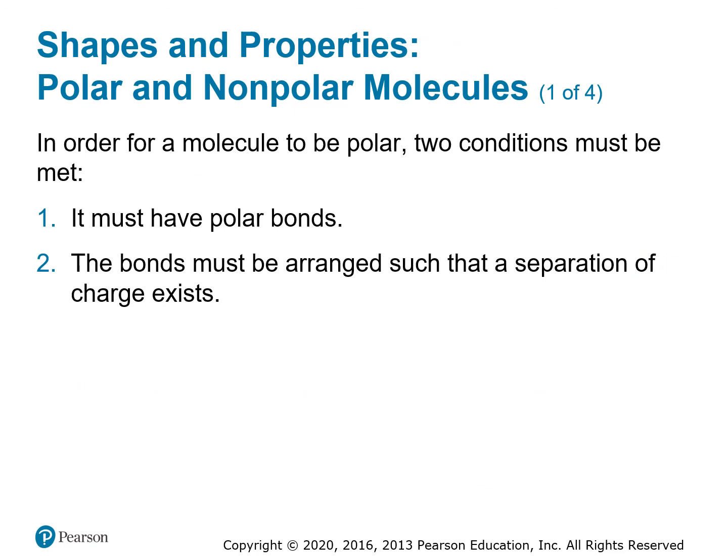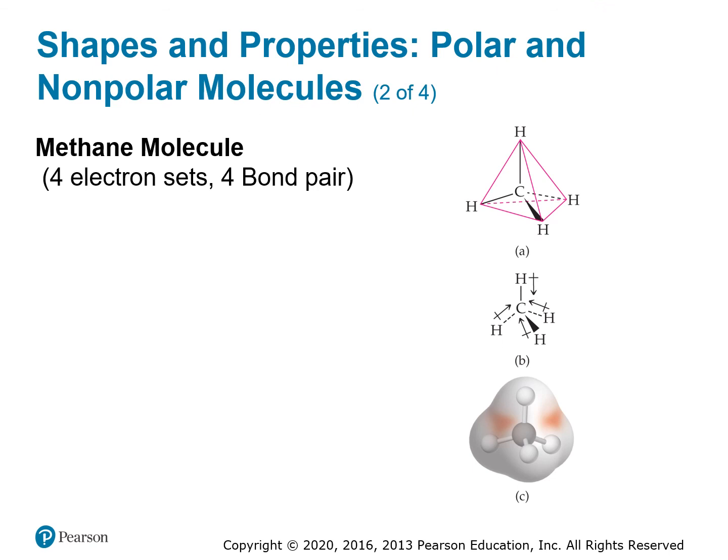Now, depending on these shapes, you can predict whether a molecule is polar or non-polar. For a molecule to be polar, there have to be 2 conditions. One, it has to have polar bonds. And second, the bonds must be arranged such that separation of charge exists. So let's look at what it means.